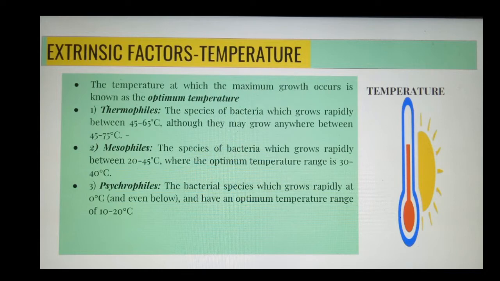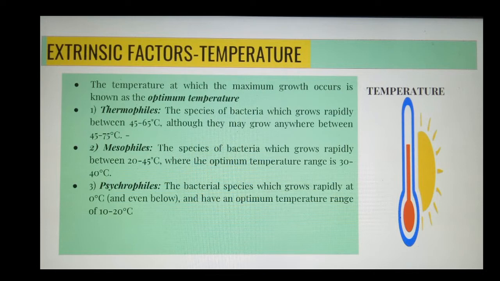The temperature where the food is stored is very important. Therefore, most of the industries, especially the food industry, will have cold storage. If we are talking about home, most homes will have a refrigerator, because if we put the food at low temperature, we are stopping the growth of microorganisms. The temperature at which maximum growth occurs is known as the optimum temperature.